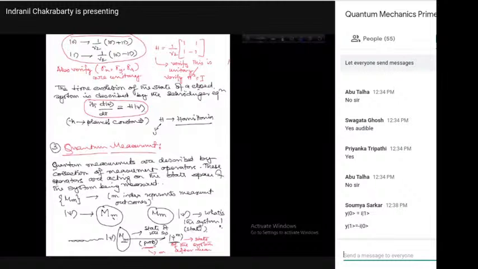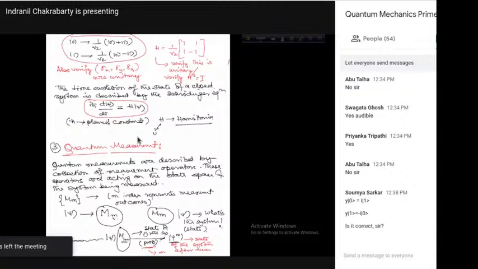So why do we carry out a measurement? To know about the system, to find out what is there. But whenever we measure the system, it collapses into one of its eigenstates, right? It collapses into one of its eigenstates with certain eigenvalues. In general, I will come to the projective measurements and all these things later.